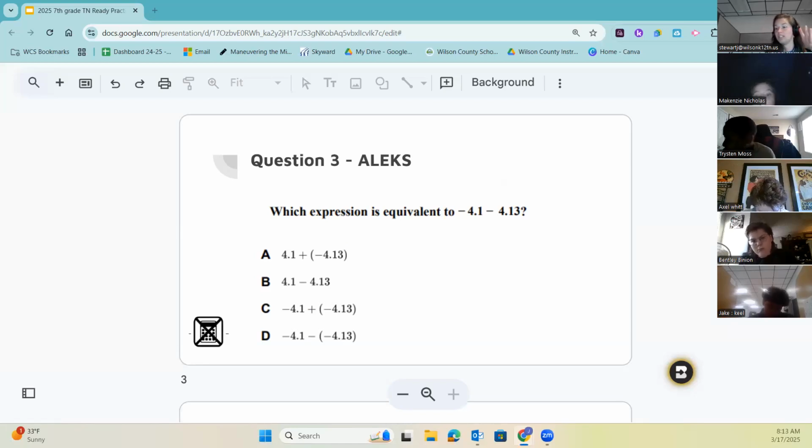Okay, this is just integer rules. All right. So understanding our adding and subtracting integer rules.